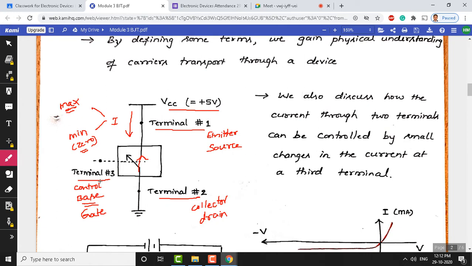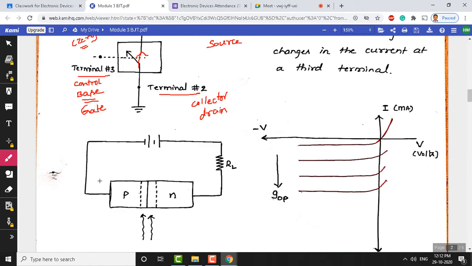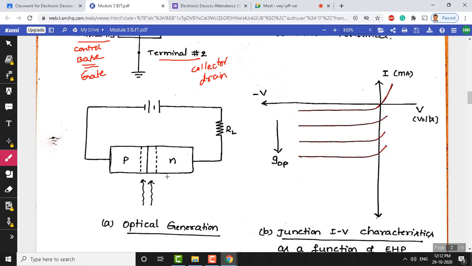This is what you are seeing here. Now, here there are two diagrams which you can see. One is the first diagram A, which shows a PN junction under reverse bias.